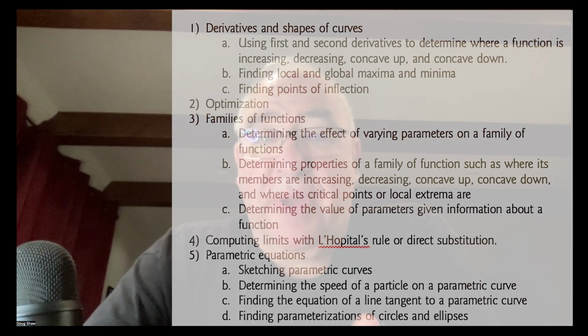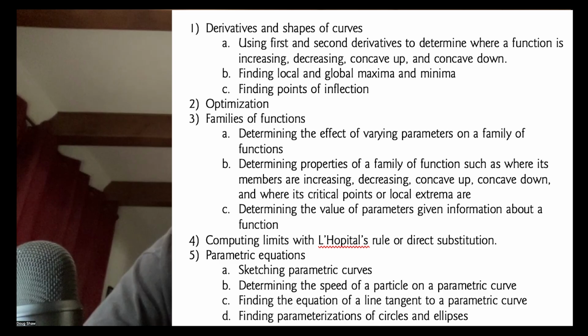If you want to think about this by topic, we've covered like 5 basic things. Derivatives and shapes of curves, which is using first and second derivatives to determine if a function is increasing, decreasing, concave up, concave down, and where that's happening, finding local and global maxes and mins, and finding points of inflection. Then we did the optimization problems. These were the applied problems that I kind of spread out throughout all the homework.